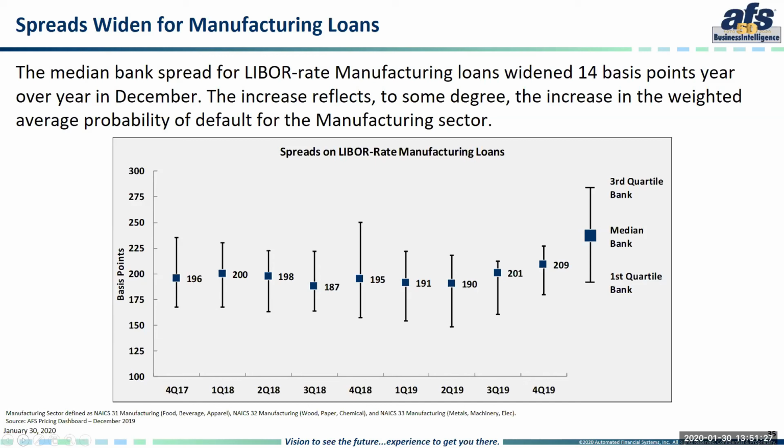In 4Q19, the spread for LIBOR rate manufacturing loans was 209 basis points, up 14 basis points from a year ago. And to help put that figure in perspective, the average LIBOR loan spread for all CNI industries, so manufacturing, finance, energy, you name it, the all-in LIBOR spread was 109 basis points. So not only is manufacturing posting a higher spread, it's actually been widening over the last year. So while default risk increased over the last year for the manufacturing sector, the industry is at least seeing spreads trend in the right direction.